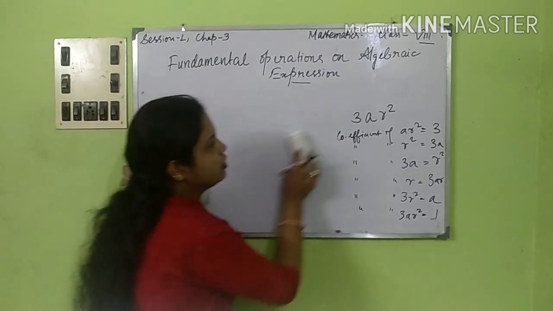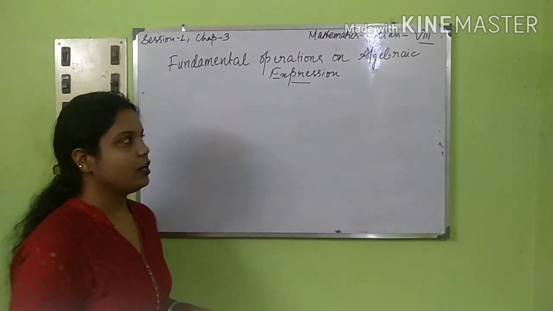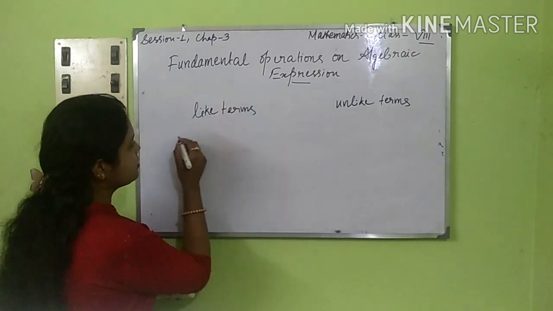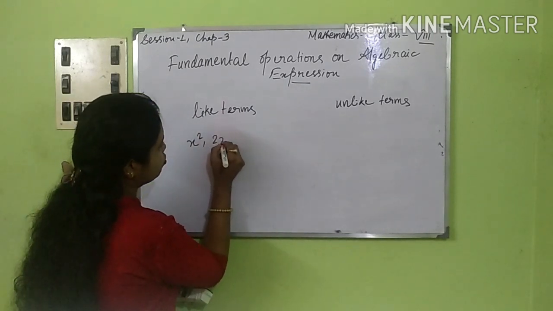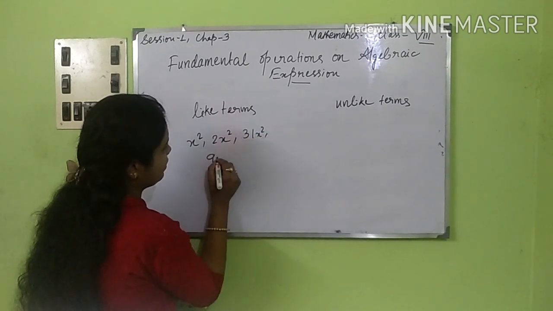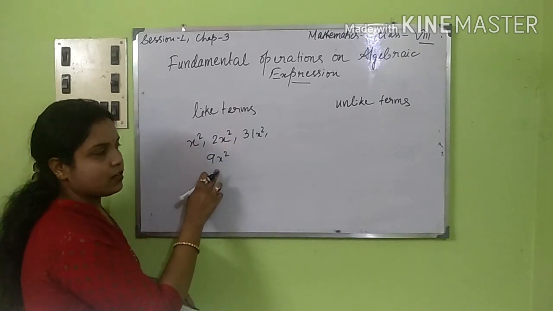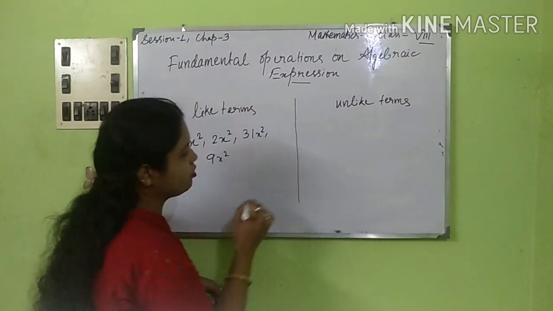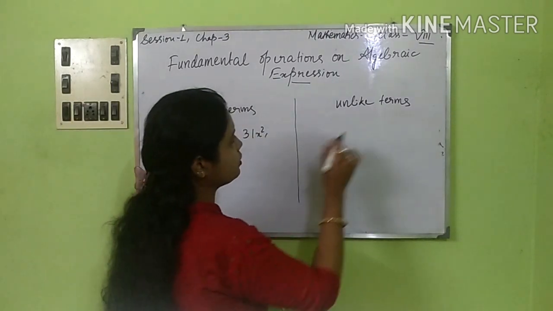Next, coming to like terms and unlike terms. Now what are like terms and what are unlike terms? For like terms, suppose the ones which have the same variables, for example x square: 2x squared, 31x squared, 9x squared. Whenever the variables are the same, we call those like terms. Whenever the algebraic variables are the same, we call that like terms. Next, for the unlike terms.